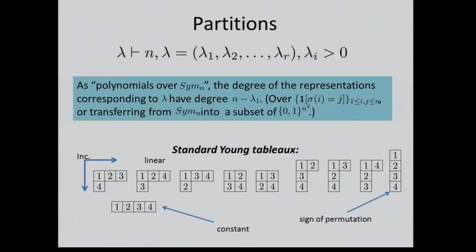The degree here is just the number of blocks not in the first row, so we get a constant function over here, degree 0. Linear functions are up in the upper left corner. This one here is the only degree 3 thing, and it's actually the sign of the permutation function. That's +1 for even, -1 for odd.